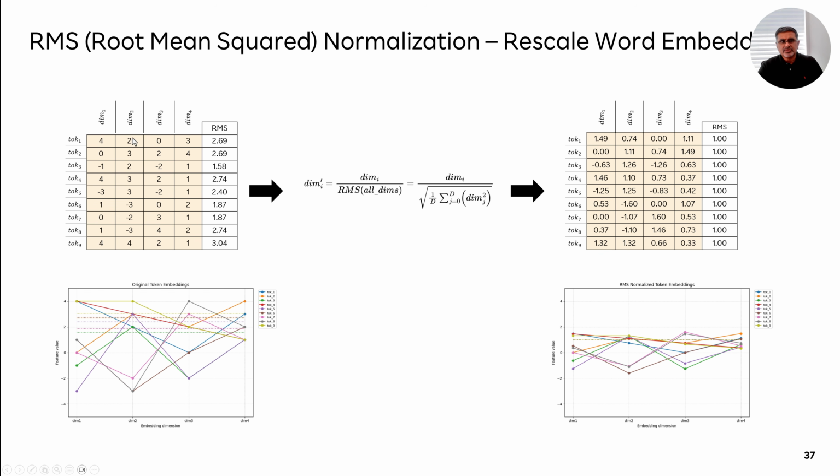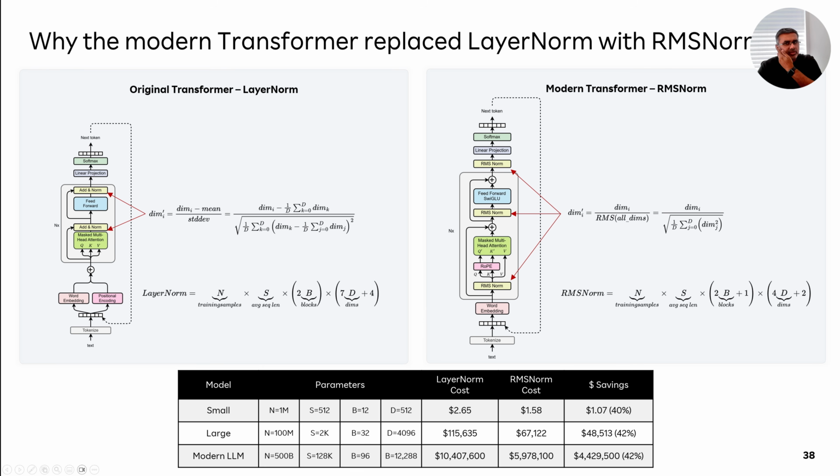How do you do the calculation? It's very simple. You take a dimension, let's say dimension 1, which is 4, and you take 4 divided by the square root of 4 square plus 2 square plus 0 square plus 3 square, all the dimensions. Now average that out. How many features are there? 4 features are there. So you divide it by 4 and you take a square root of that. RMS stands for root mean square of all the dimensions. So a dimension's value divided by its RMS for all the dimensions for that word. So what you're doing is you're scaling the individual value of each of those features so that no one feature will dominate.